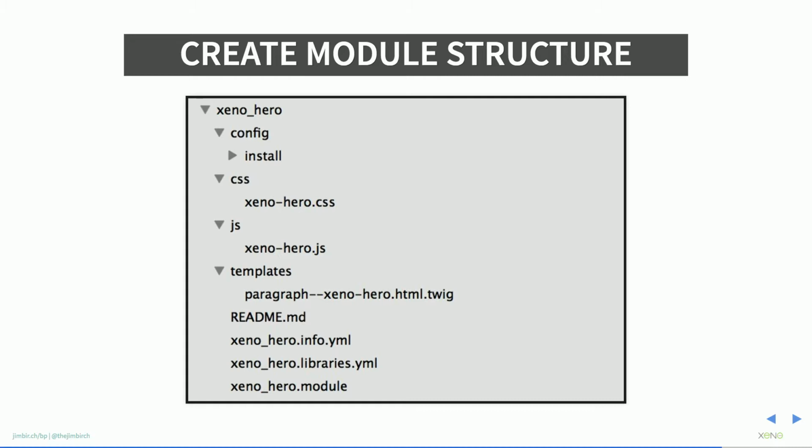This is what the module structure looks like. So this is the Xeno Hero. The config and install, that's where your config files go. Your CSS and JavaScript, that's standard theme stuff. Your templates folder, there's one template. There's a README, I think that has a description of what this is. The info file has the information about the module, dependencies needed. The libraries file calls the CSS and the JavaScript. And then in the module, that's where the function is that says use this template.